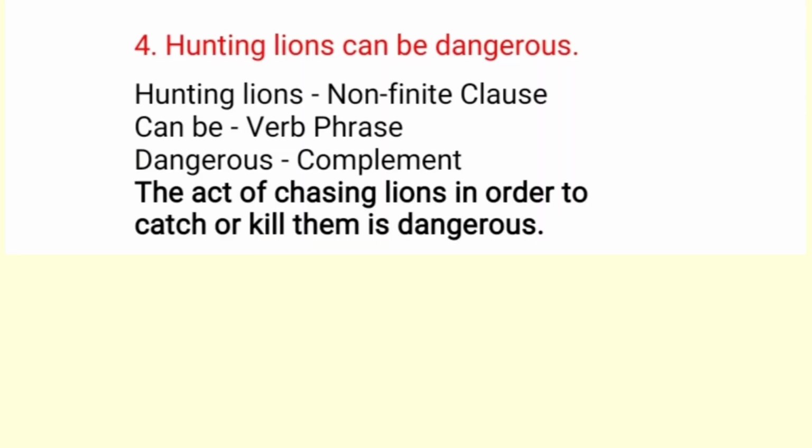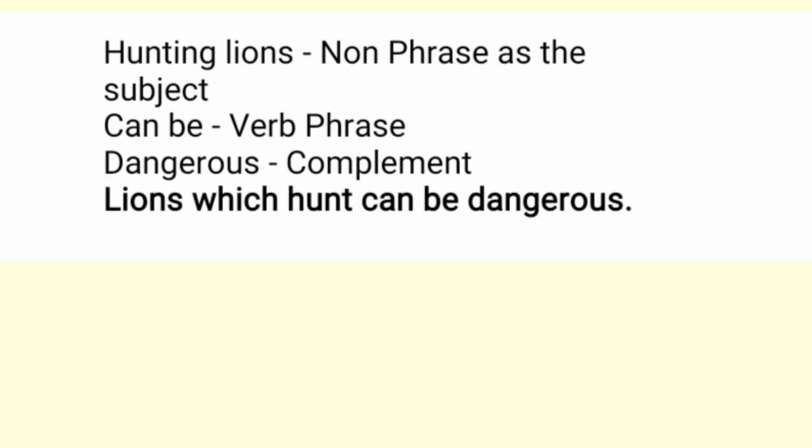A similar sort of example is here. Hunting lions can be dangerous. Now see, hunting lions is a non-finite clause here, can be is the verb phrase, and dangerous is the complement. The meaning communicated by this structure is the act of chasing lions in order to catch or kill them is dangerous. However, there is another structure communicated by the same sentence in which hunting lions is a noun phrase as the subject of this sentence, can be is the verb phrase, and dangerous is the complement. So, the meaning of this sentence becomes lions which hunt can be dangerous.